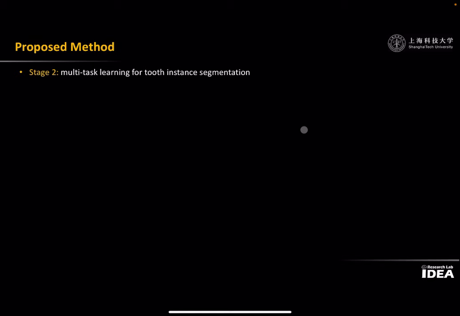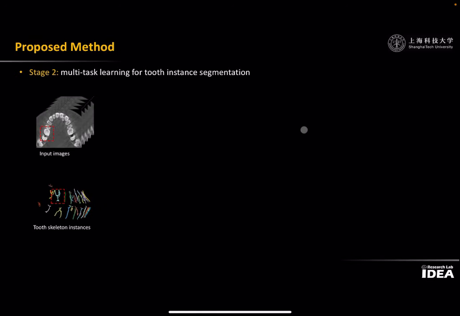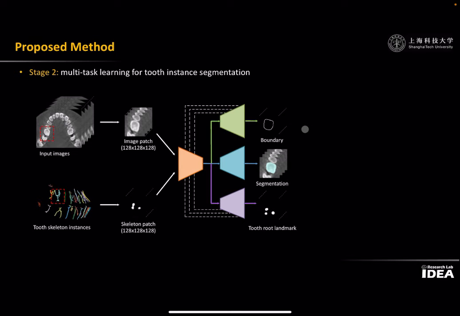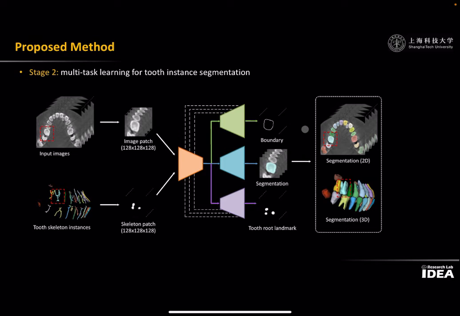With the output of the first stage, we propose a multitask learning to segment each tooth object guided by its scattering. Specifically, we first select one tooth object and crop the image patches from the original image and the tooth scattering map, respectively. Then, with a shared encoder, 3 task-specific decoders are used to predict the tooth mask, root landmarks, and boundaries simultaneously. These 3 tasks are related from a geometric perspective and can intuitively boost segmentation performance. After each tooth is segmented, the final result can be obtained as shown in the figure.